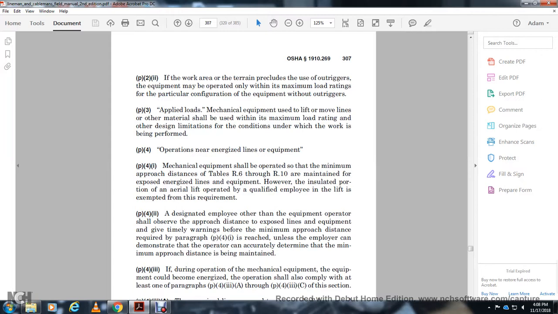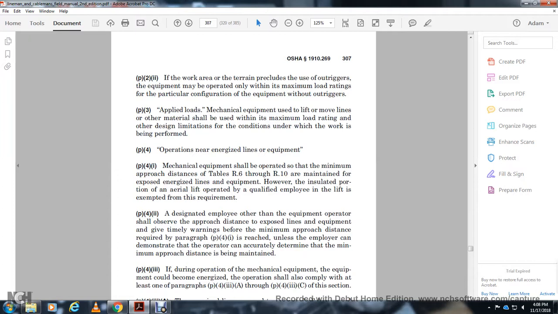The mechanical equipment shall be operated with the minimum approach distance of the table. The tables R-6 through R-10 are maintained from the exposed energized line to the equipment. However, the insulated portion of an aerial lift operated by a qualified employee is exempt from this requirement. A designated employee other than the equipment operator shall observe the approach distance to the exposed line and give timely warnings before the minimum approach distance is reached.